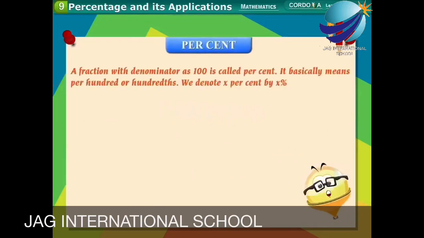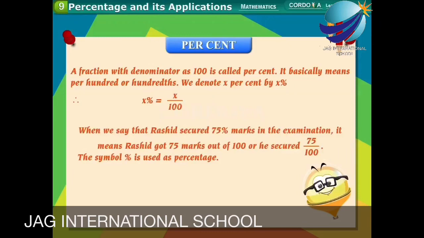Percent. A fraction with denominator as 100 is called percent. It basically means per hundred or hundredths. We denote X percent by X%. Therefore, X% is equal to X upon 100. When we say that Rashid secured 75% marks in the examination, it means Rashid got 75 marks out of 100, or he secured 75 upon 100. The symbol % is used as percentage.